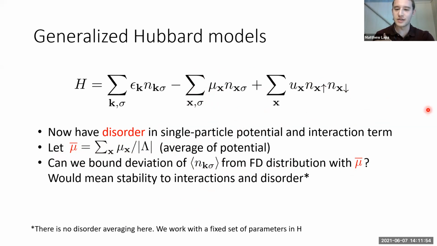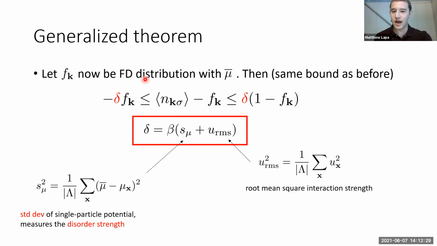And by the way, I'm not doing any disorder averaging here. I just have some fixed given set of coefficients mu and u, and I treat them as fixed. They would differ from sample to sample, say, and you are just stuck with them, and you want to see how much they perturb the free fermion picture, which is diagonal in momentum space. And so in this case, you can repeat the same type of derivation, and it turns out you get the same bound as before, where now this f_k is the Fermi-Dirac distribution with the average chemical potential, mu bar.